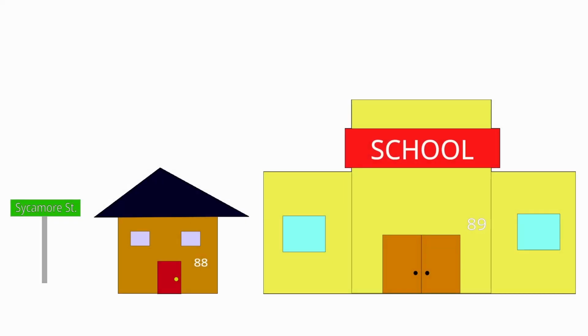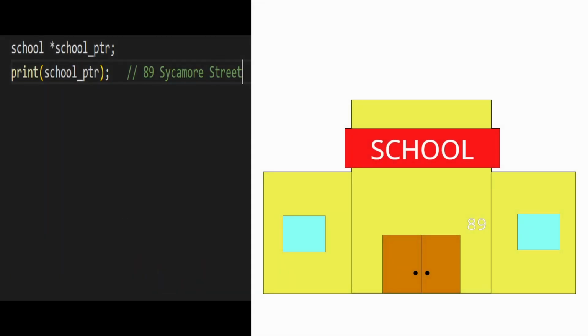Now, for the concept of different types. Street addresses aren't used to exclusively refer to houses. For example, let 89 Sycamore Street refer to a school. Again, similar to pointers, notice that printing the street address for the school looks exactly the same. It doesn't matter that the street address is referring to something different. You would only know the difference by the type annotation, or actually going to the destination.